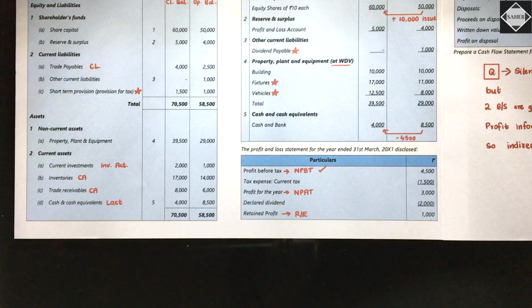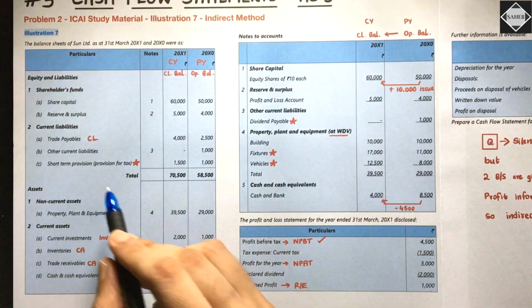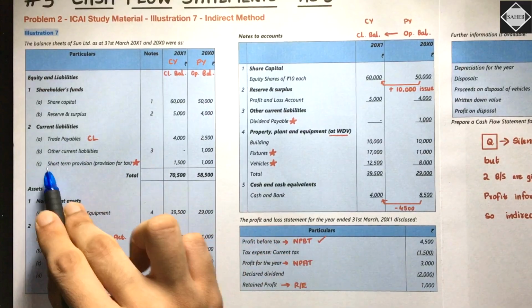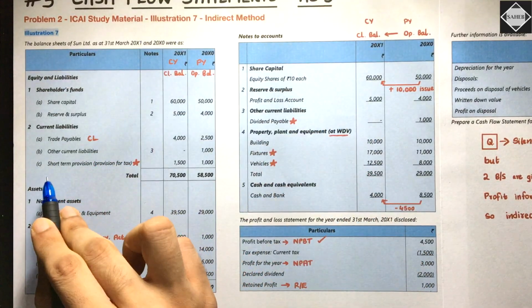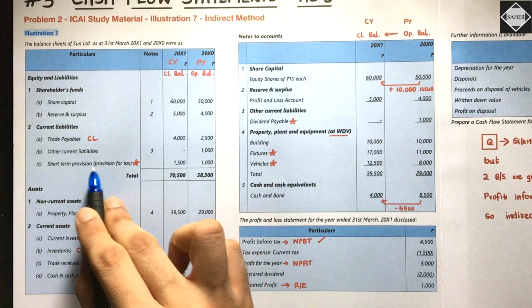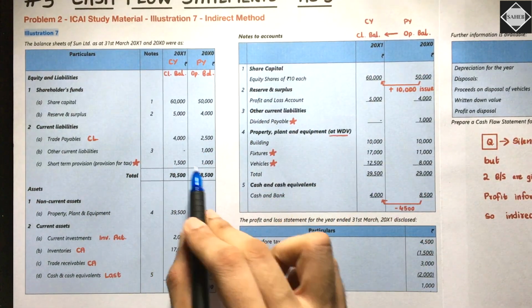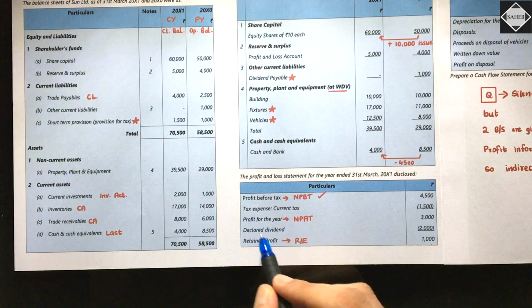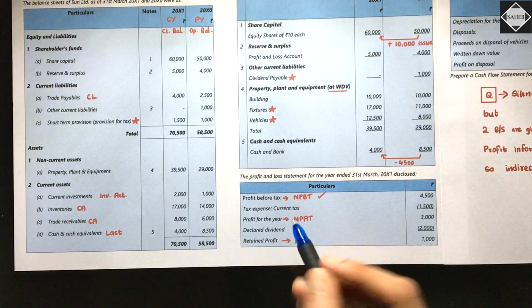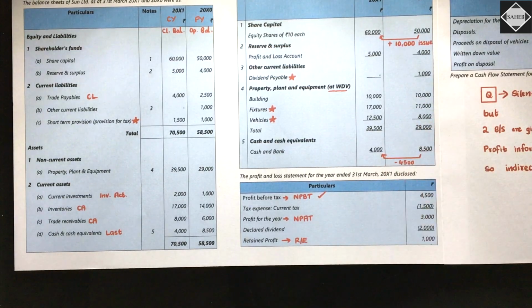Then see, next what do we have? If you see over here, we are done with other current liabilities, right? Then sequentially we are going. No rush. Short-term provision for tax. We are not clear about provision for tax. There is opening balance and closing balance, and here also there is tax expense, current tax, which means tax provision made in the current year, right? So we will open a ledger account for this.